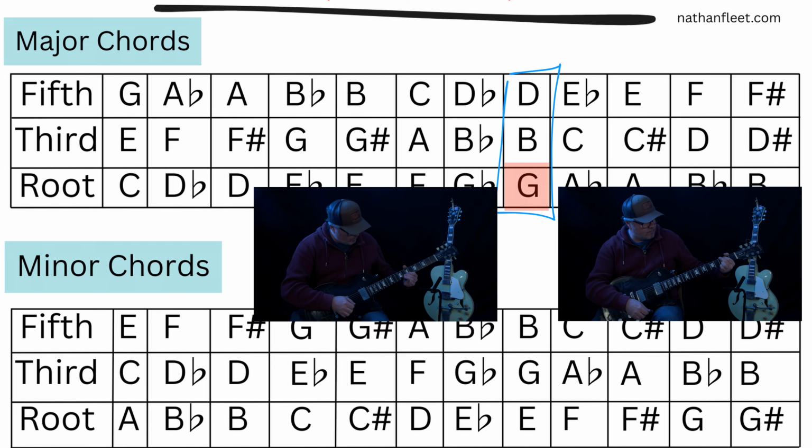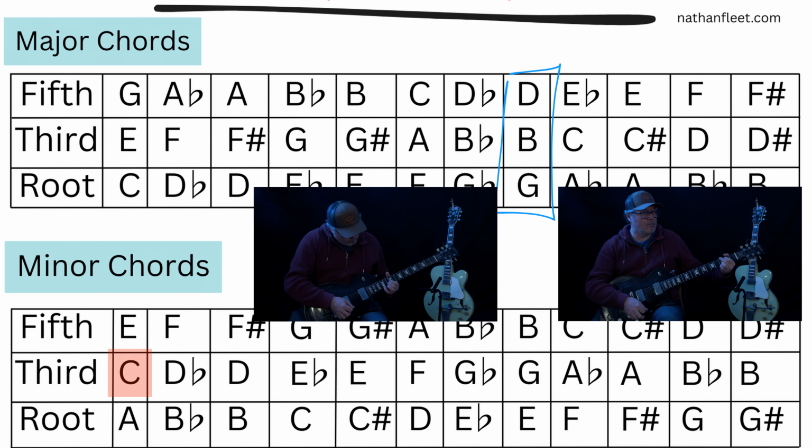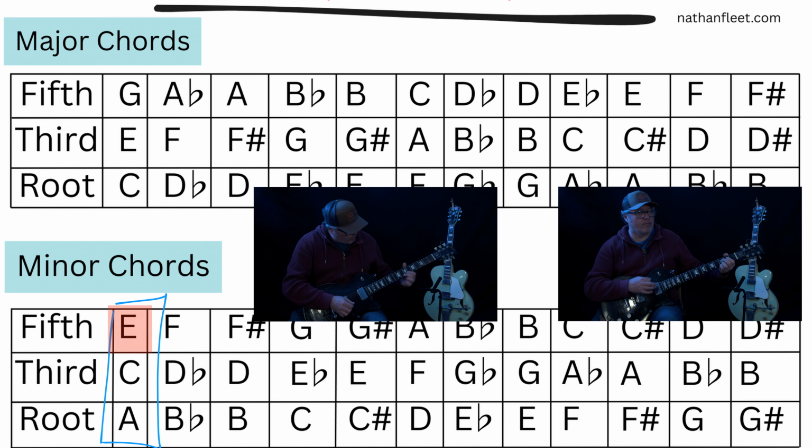A to the G, A to the D, C to the B, C going to the D, C going to the G, E going to the D, E going to the G, E going to the B.